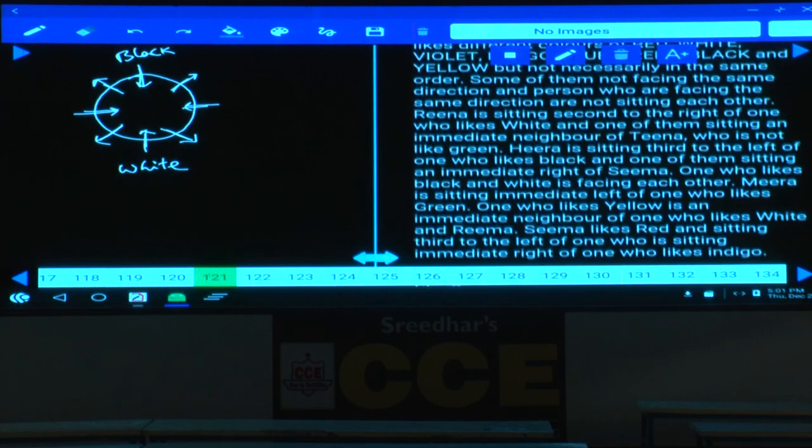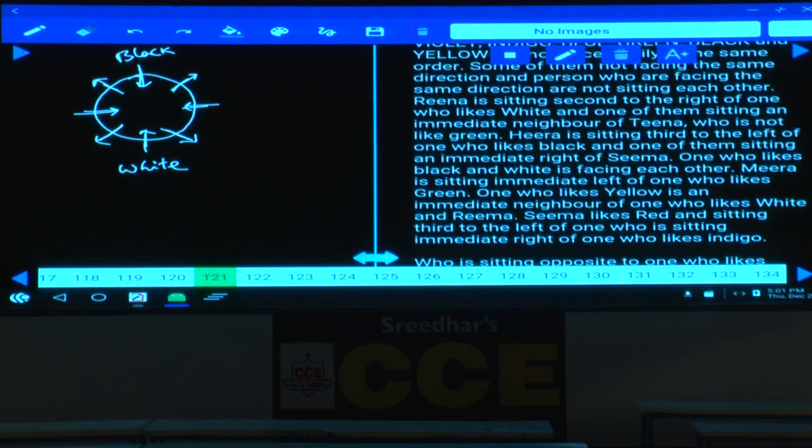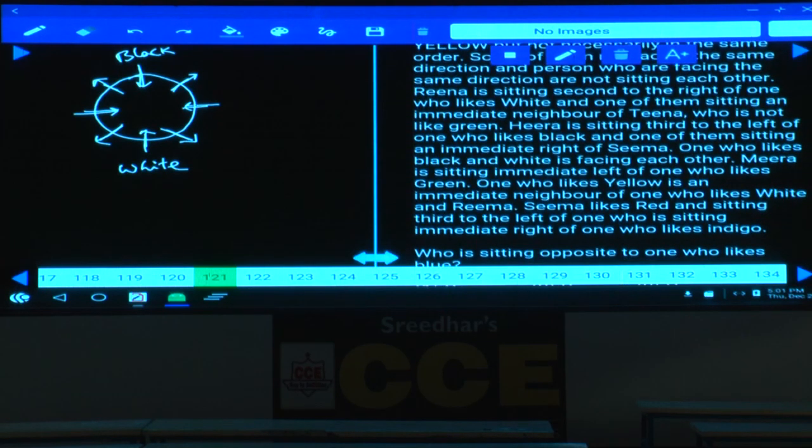What is the first information here? Some of them are not facing the same direction. Persons facing the same direction are not seating each other. And Reena is seated second to the right of the one who likes white. Now here, Reena is seated second to the right of the one who likes white, and the person Reena must be at this place. Are you following this one or not?